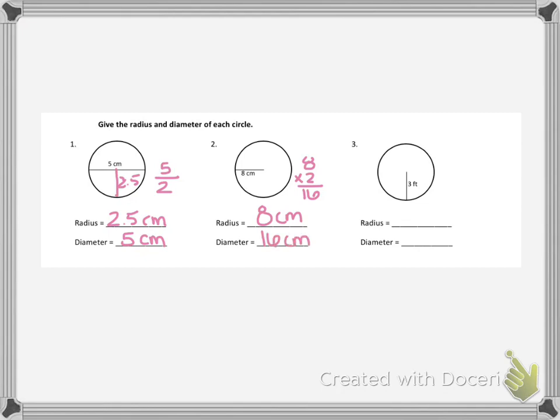And in problem number 3, this is also the radius. So if I want to find the diameter, I would multiply it by 2. And that means the diameter is 6 feet long. And if I drew it in, the diameter would look something like this, and it would be 6 feet.